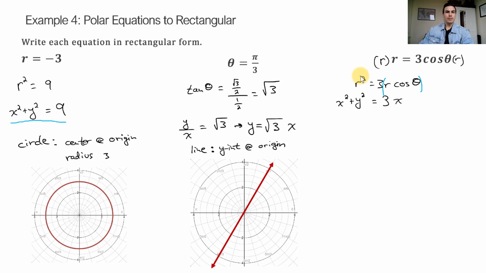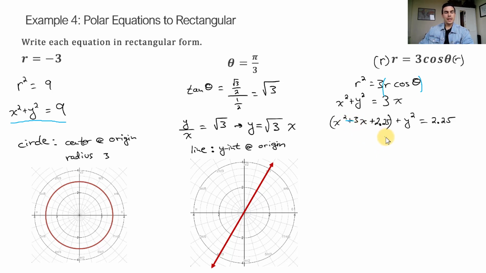And likewise, I have r squared. So again, I'm going to substitute in x squared plus y squared. So that gives me x squared plus y squared equals 3x. Now I'm going to subtract 3x to this side. Okay, this should actually be subtraction here. That's a minus sign, not a plus.